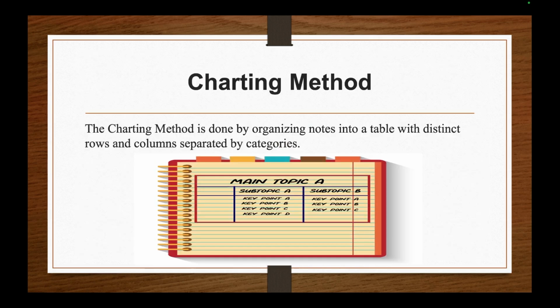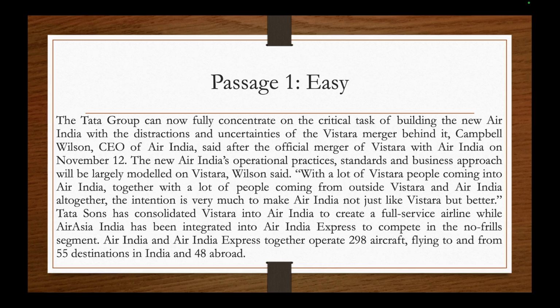Here, the last is the charting method. The charting method is done by organizing notes into a table with distinct rows and columns separated by categories. For example, passage 1. The Tata Group can now fully concentrate on the critical task of building the new Air India with the distractions and uncertainties of the Vistara merger behind it, Campbell Wilson, CEO of Air India, said after the official merger of Vistara with Air India on November 12. Air India's operational practices, standards, and business approach will largely be modeled on Vistara, Wilson said.